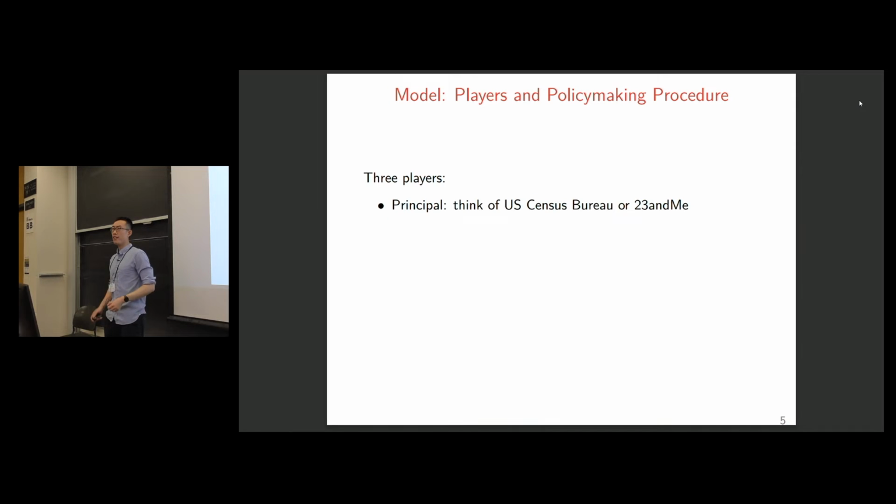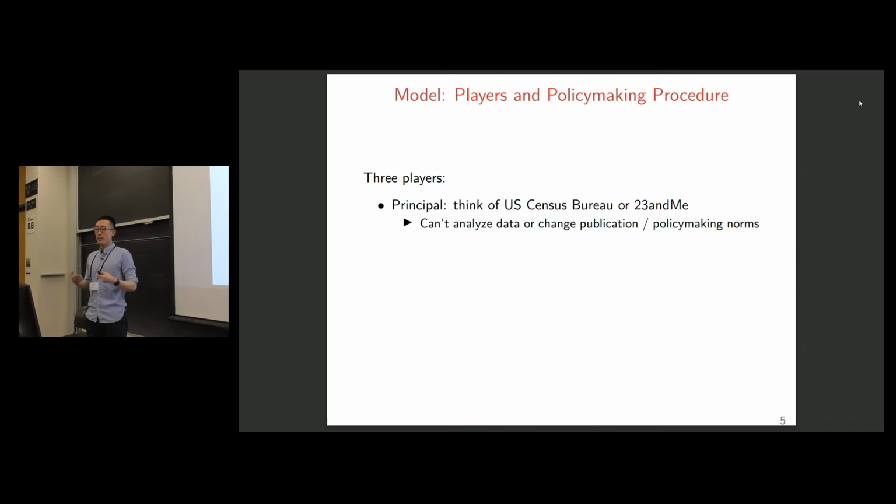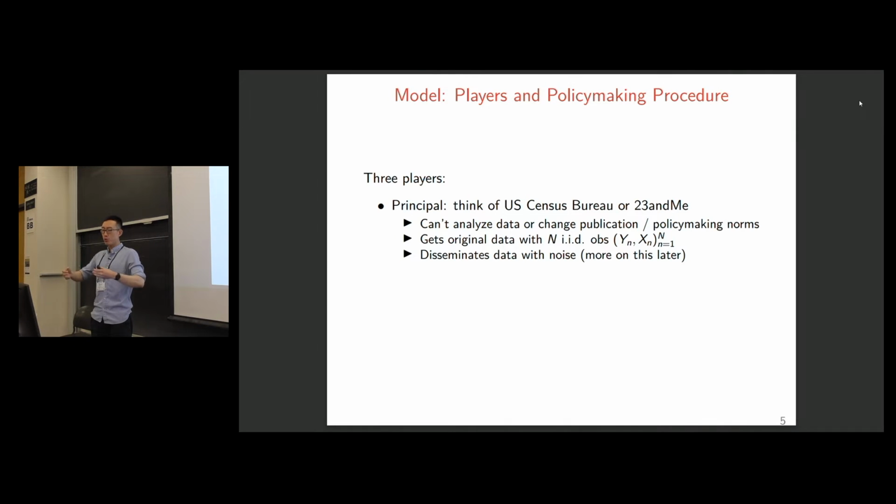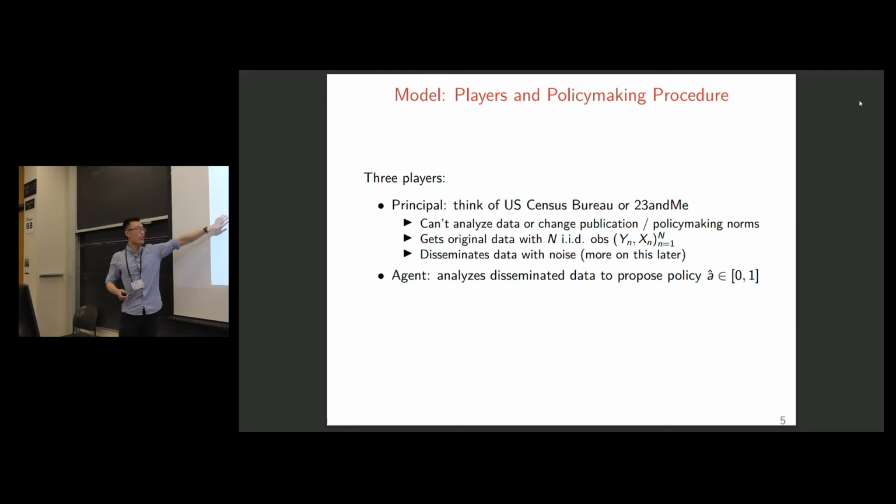This world has 3 players. There's a principal. Think of that as the US Census Bureau or 23andMe. Right? The principal is someone who can't analyze the data and can't change the publication norms or policymaking norms. They're going to get this original data set with capital N IID observations, and they're going to release that data with some noise. I'll tell you about this adding noise part later. There is an agent who will analyze the disseminated data to propose a policy, a hat. The proposed policy is like saying, oh, well, I think the true cause is a hat. I think that's what's causing the disease.